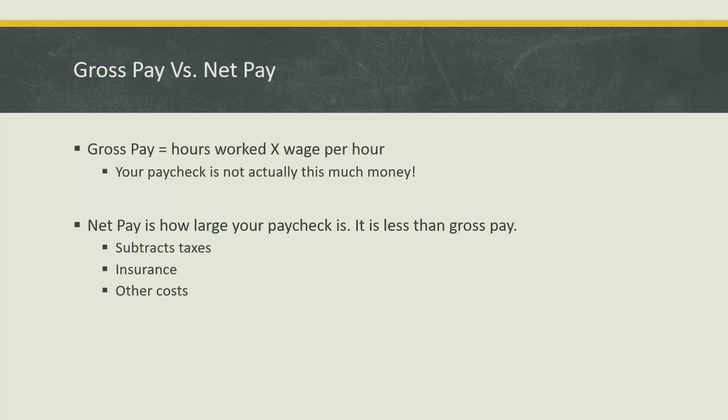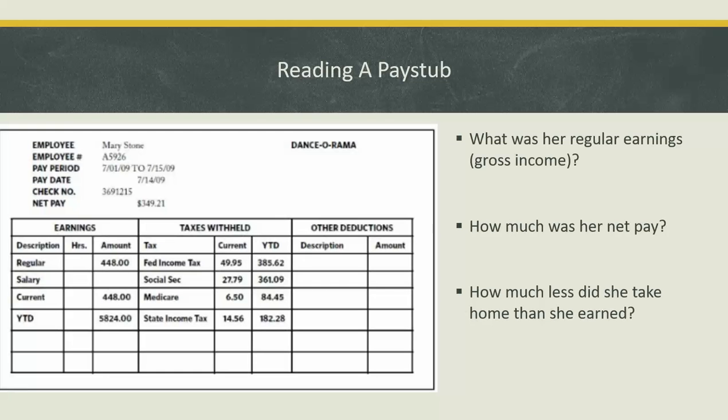This is because we have to subtract taxes, insurance, or other costs that you may owe to the government or your employer. Let's look at how this information is displayed on your pay stub.